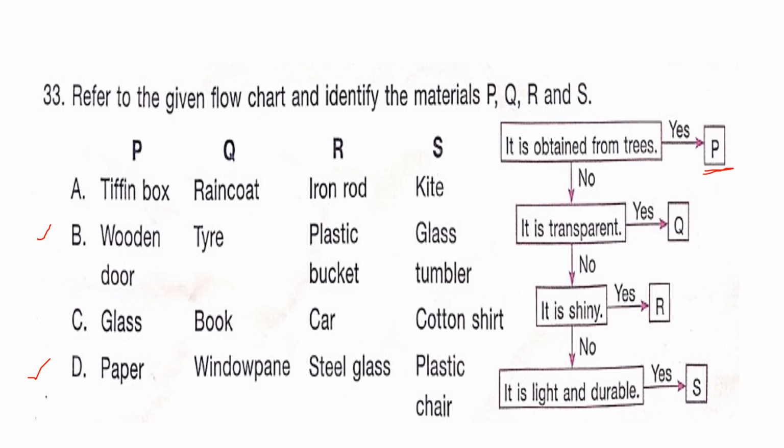In Q, it is not obtained from trees and it is transparent. Yes, Q is transparent and not obtained from trees. Tire is not transparent, but window pane is transparent. So answer is option D. Let's check others. R is shiny, not transparent. So steel glass is correct. S is light and durable. So plastic chair is correct. So answer is option D.